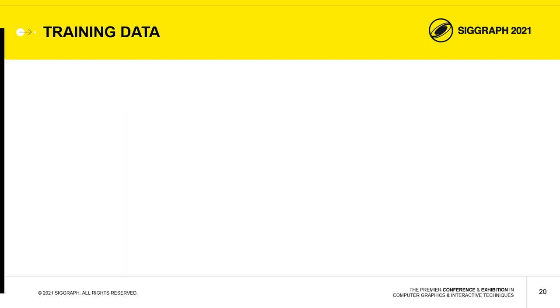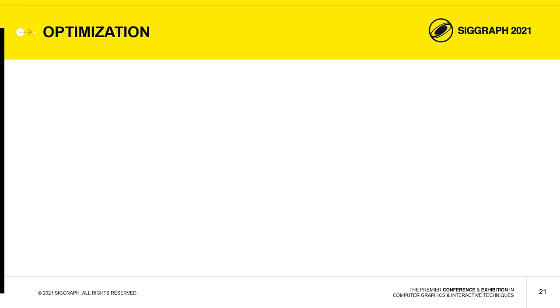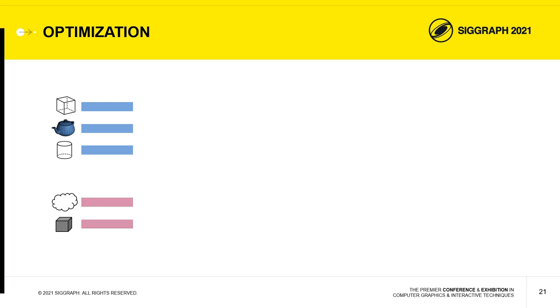Let's now discuss how we train the network. So here you can see some example scenes from one of our datasets. In most of our datasets, each scene consists of a maximum of 4 randomly transformed and colored objects. So now let's go through a step of optimization using one of these scenes. Let's say our dataset consists only of cubes, teapots, and cylinders, so then we have each of their geometry representations. The only materials we have in our dataset are these solid and volumetric materials with no textures. Each of these are represented with learnable vector representations.